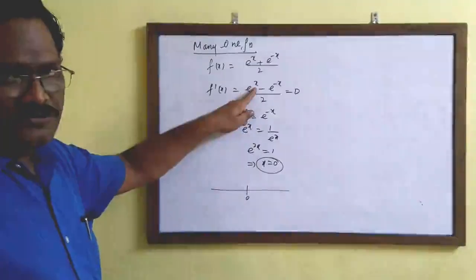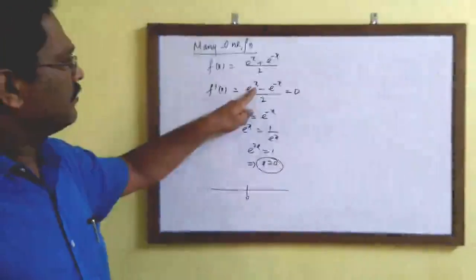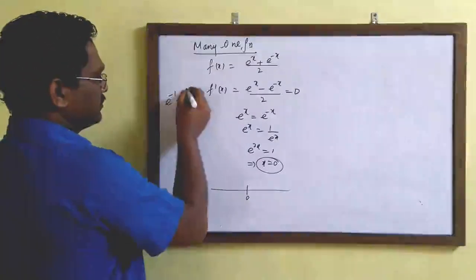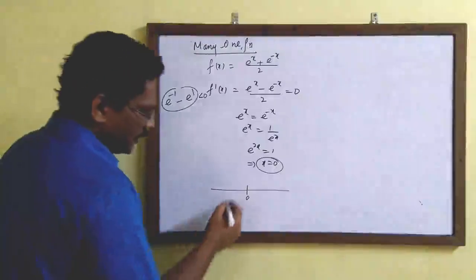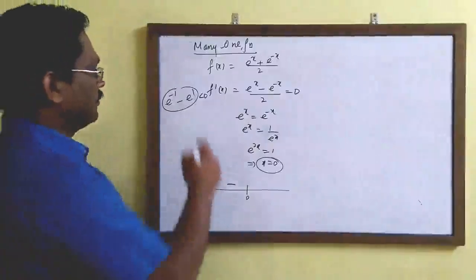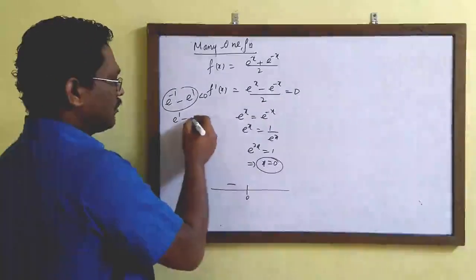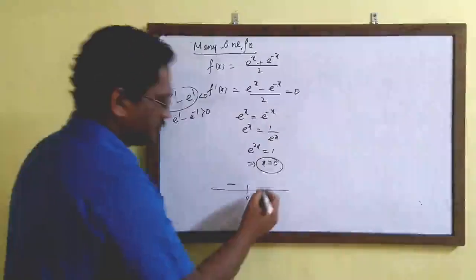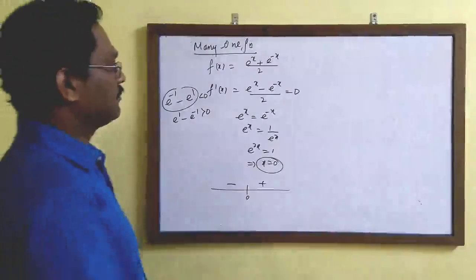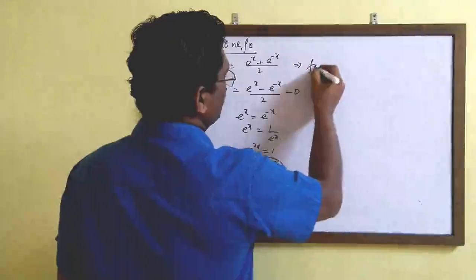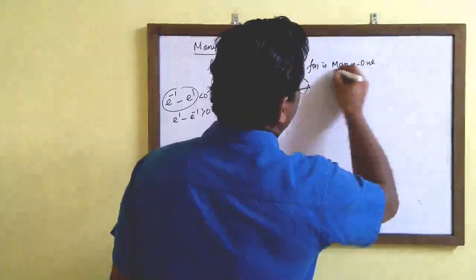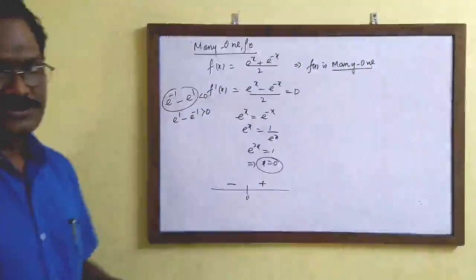See, if I put a value of x less than 0, now let us say e to the power minus 1. Minus of e to the power 1, see this is certainly negative. So for minus 1, if it is negative, it will be negative. Now let us put a value 1. So e to the power 1 minus e to the power minus 1, see this is positive. So the sign of f dash x changes from negative to positive. So I will say that f(x) is a many one function. So this is how you will test.